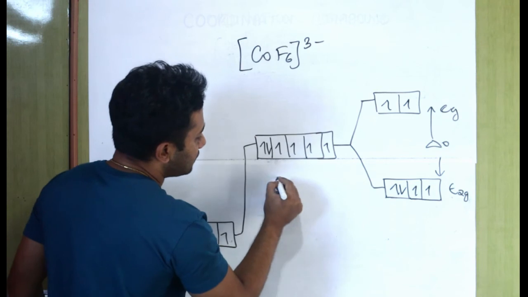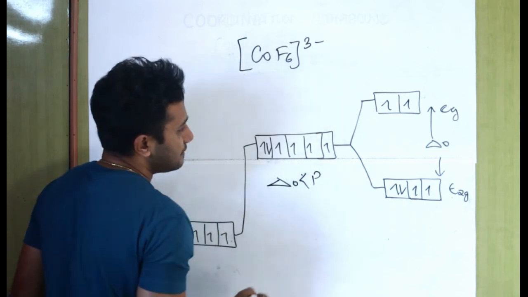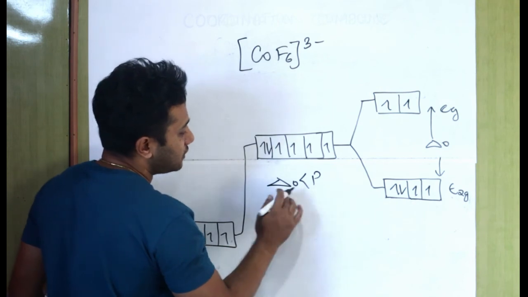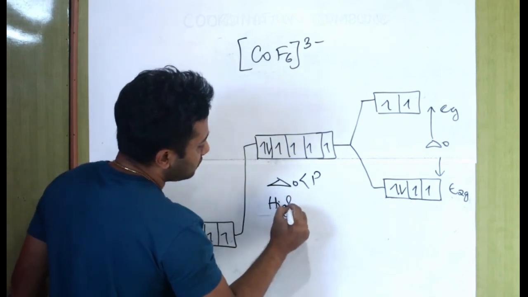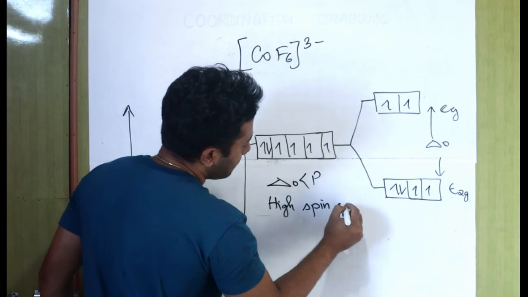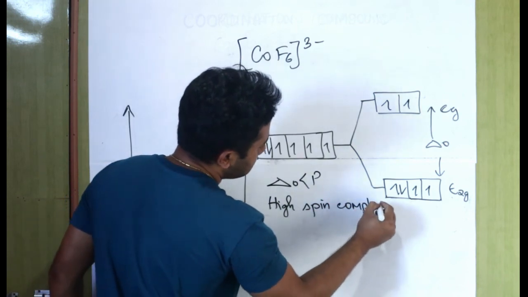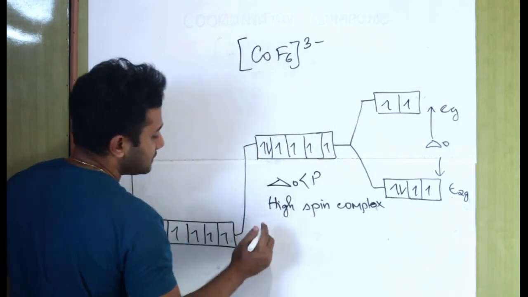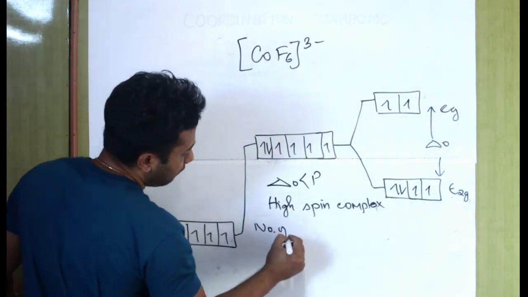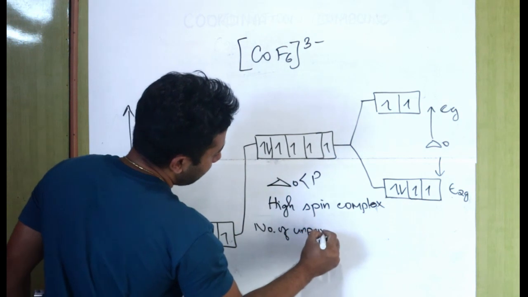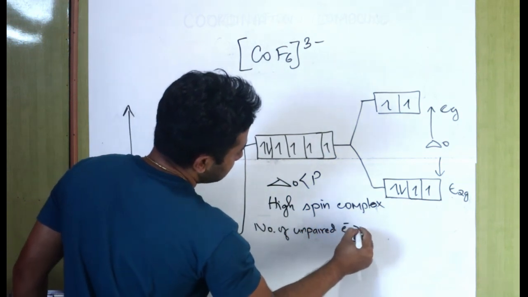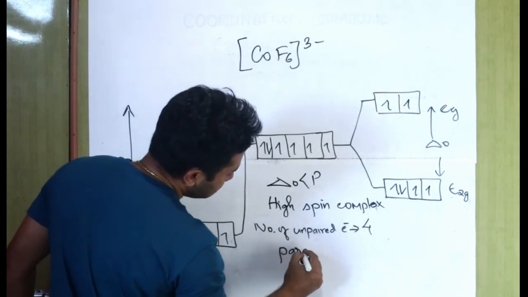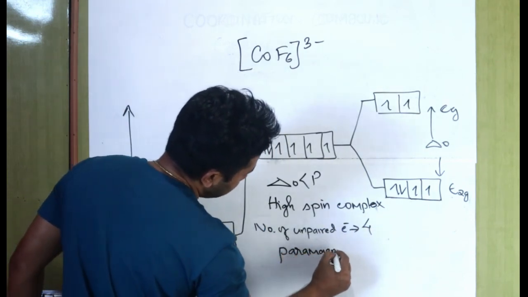Here, delta naught is less than P. In the previous one, delta naught was greater than P. If delta naught is less than P, we call it a high spin complex, and the number of unpaired electrons is 1, 2, 3, 4. We have 4 unpaired electrons, and again it is paramagnetic.